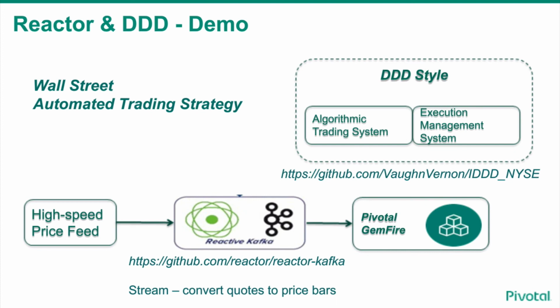And so what I've done in this demo is I've taken the Spring project Reactive Kafka, and I have a very high-speed price feed coming in using Reactive Kafka, and I'm using Pivotal GemFire as the eventing mechanism to do the reactive conversations between the bounded contexts. So let me get right into the demo, but first let me explain why I'm choosing these particular technologies.